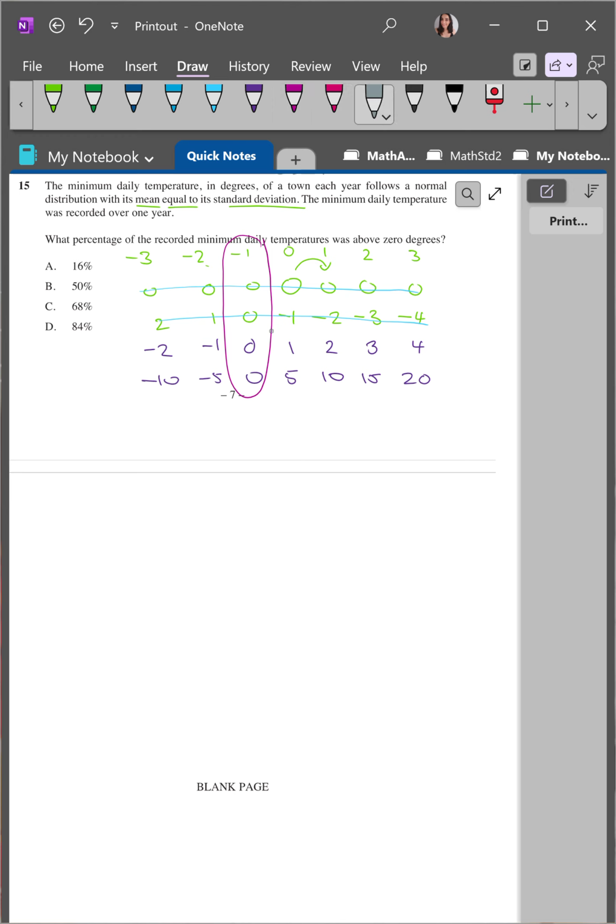So if that's the case, the percentage from minus 1 to 0 is 34% in the normal distribution. And then from 0 to the right end is going to be 50%. So therefore, the percentage of the recorded minimum daily temperatures that is above 0 degrees is just going to be 34 plus 50%, which is 84%.